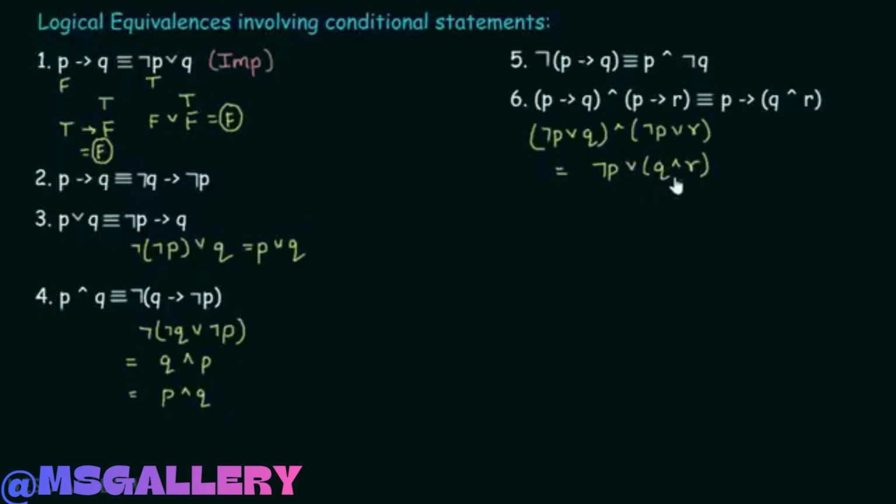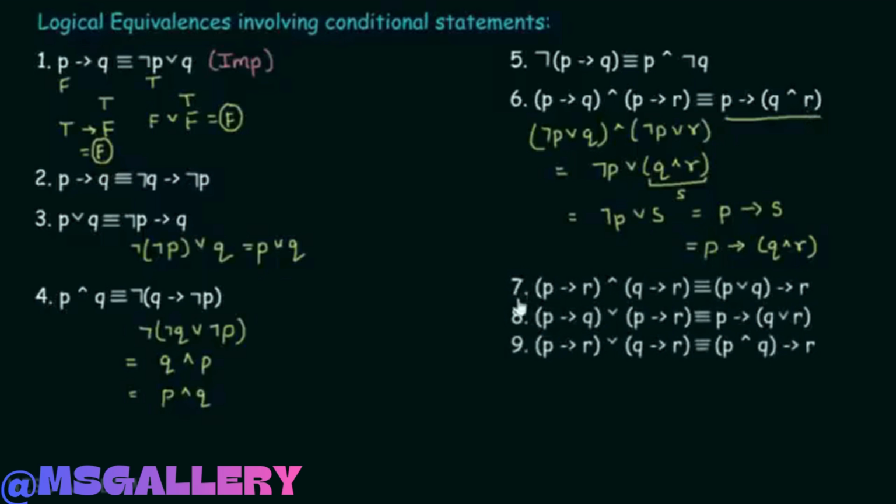Now let's rename this expression Q and R as S. Then this will be not of P or S, right? Not of P or S can be rewritten as P implies S, right? What is S? S is Q and R. And this is what we are getting as a result. P implies Q and R, right?